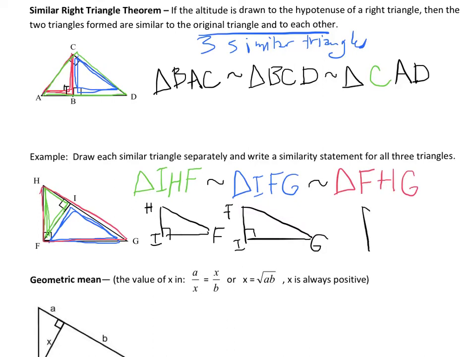Once again, if I were going to draw that, it pretty much looks the same as the original picture, F, H, G. So that's the similarity statement, and the triangle is redrawn. You can see those three similar triangles are made out of just that one picture.